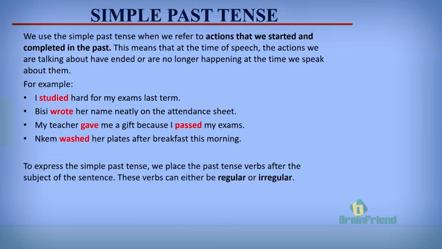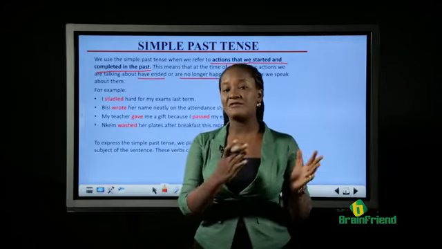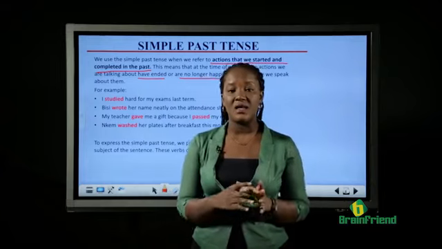First, let's look at the simple past tense. We use the simple past tense when we refer to actions that we started and completed in the past. This means that at the time of speech, the actions we are talking about have ended or are no longer happening. The simple past tense simply talks about actions that we started and finished at some point in the past.